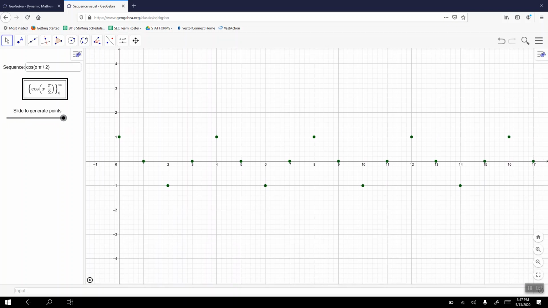All right, that sequence goes from 0, -1 to 0 to 1 to 0, back down to -1. And it just keeps alternating between those three values. So as these values go off towards infinity, all we're doing is just alternating between 0, 1, and -1.